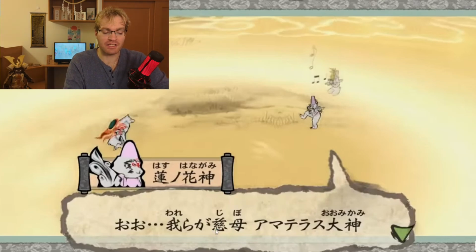So compassionate, ji, and then bo means mother, okay? So jibo means compassionate mother, august mother, wondrous mother, loving mother, that type of a thing. So, o warera ga jibo. Oh, our gracious, our compassionate, kind mother, Amaterasu o mikami.